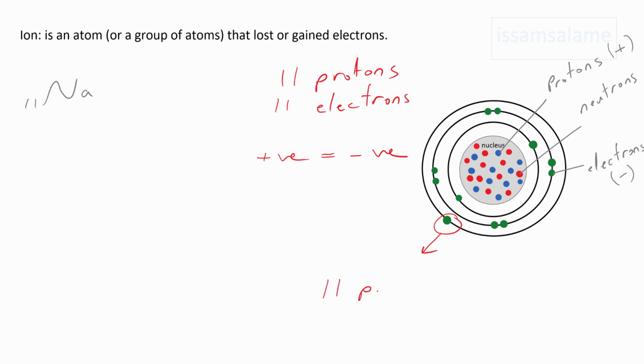When sodium loses one electron, now it will have 11 protons and 10 electrons. So now the positive particles are more than the negative particles by 1, so the charge of the sodium is going to be +1. And if we want to write the electronic configuration for sodium, it's going to be as follows.